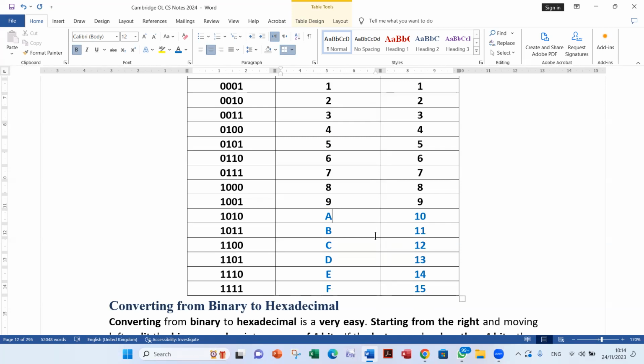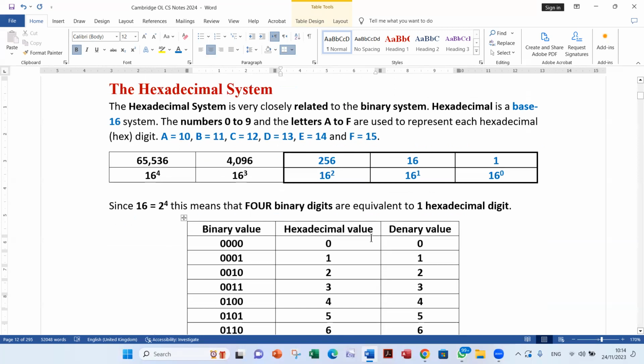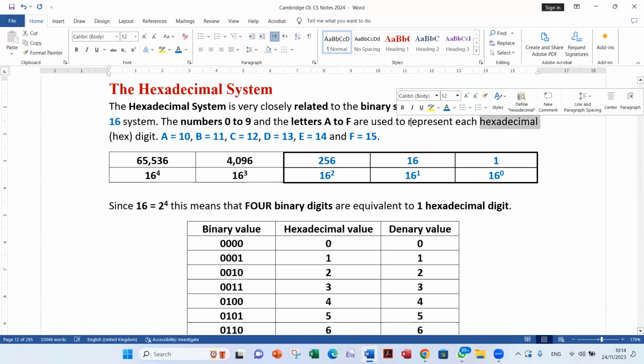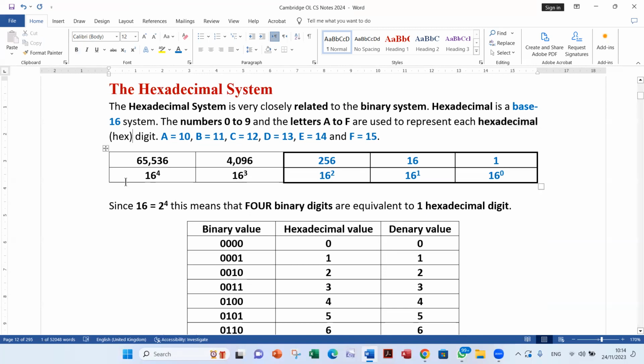Why do I have to go that far? Because I need 16 shapes. 0 to 9 are the same, and then A, B, C, D, E, F are equivalent to 10, 11, 12, 13, up to 15. That's why the numbers 0 to 9 and letters A to F are used to represent each hexadecimal digit. A is equal to 10, B, C, D, E, and F is equal to 15. That's about a number that is base 16.